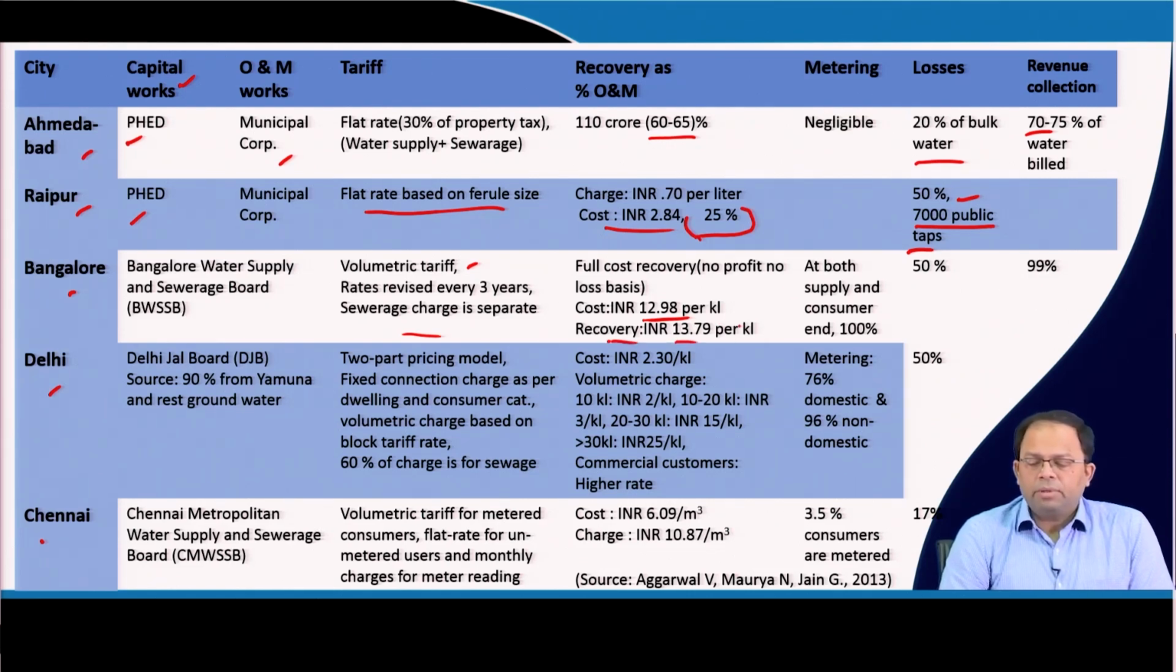So in case of Bangalore, because it's a volumetric tariff, we see that 100% is being metered both at the supply and the consumer side.